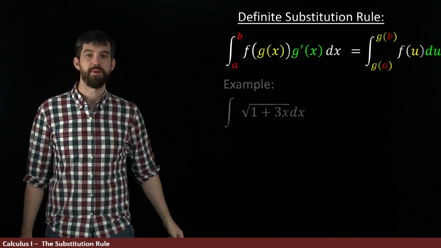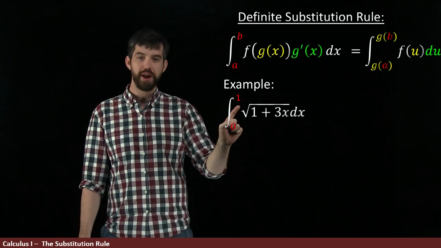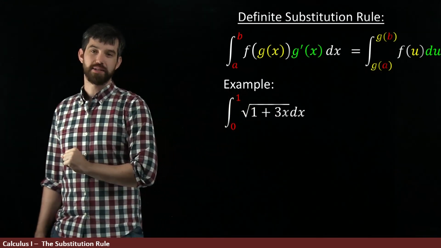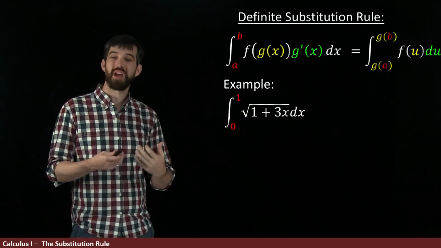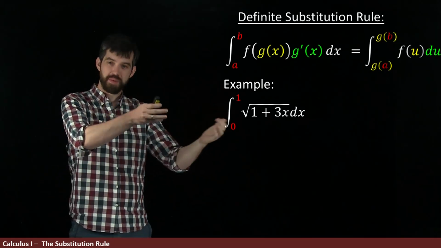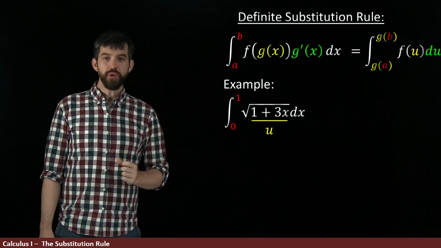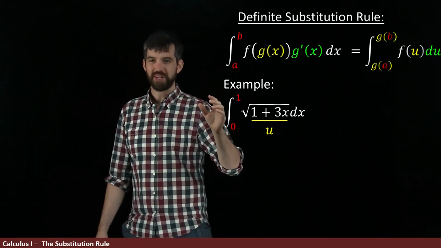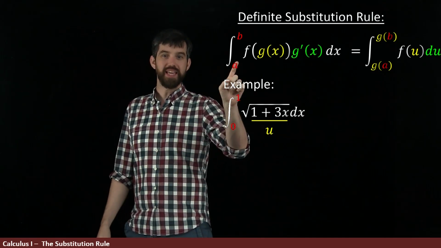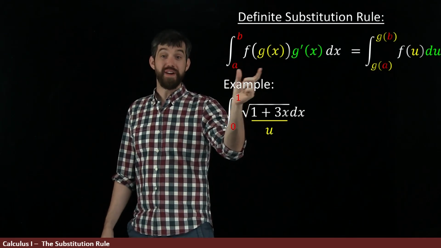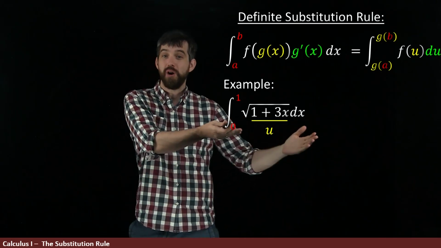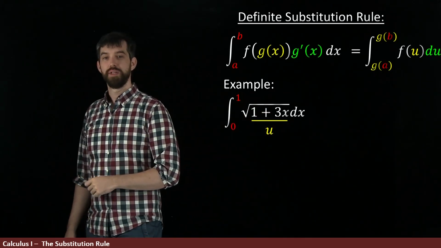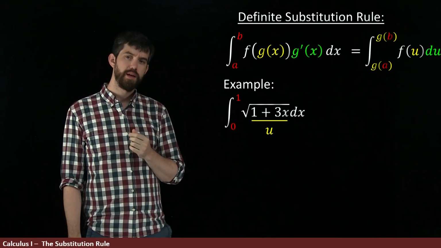So how does this work out in an example? Let's take the integral from 0 to 1 of the square root of 1 plus 3x dx. So the first thing is, we've got to figure out what's our u and what's going to be our function. So I think that our u here is this part underneath the square root. We can always have a bit of a hint at this because we can think f of g of x is a composition. And here I have a composition as well, square root of 1 plus 3x. So I'm going to set that to be my u.